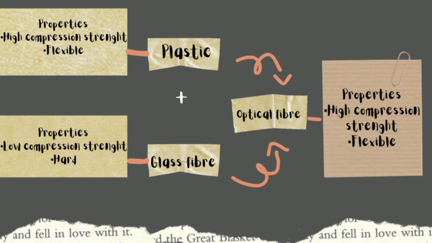So as you know, optical fiber is made up from plastic combined with glass fiber. Plastic has high compression strength and is flexible, while glass fiber has low compression strength and is hard. So when combined together, it will form optical fiber, which has better properties. It is high compression strength and flexible.